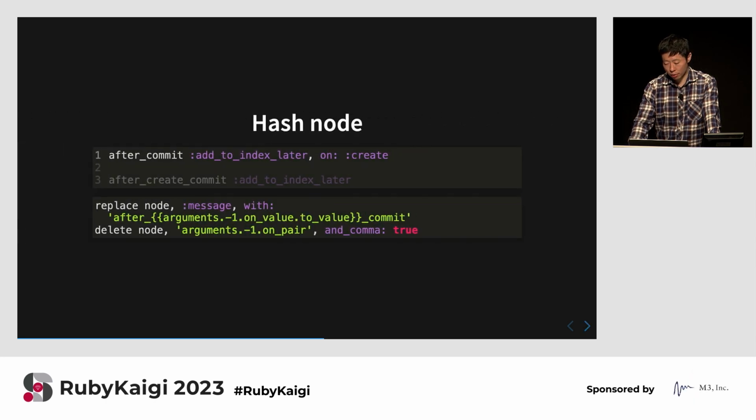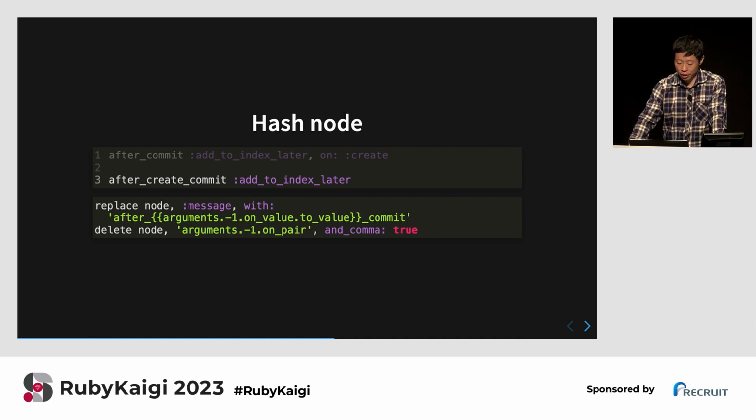Again, we have some helpers for the hash node. For example, it replaces the message after_commit with a new one. The last argument is a hash node, so the evaluated value is the on value of the last argument, which is create. So it is replaced with after_create_commit, and we delete the on pair of the last argument and the comma. So the source code becomes after_create_commit blah blah blah without the on pair.